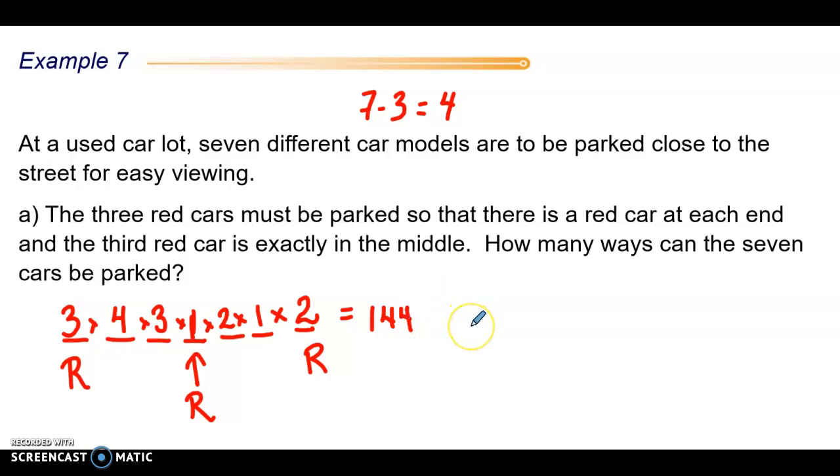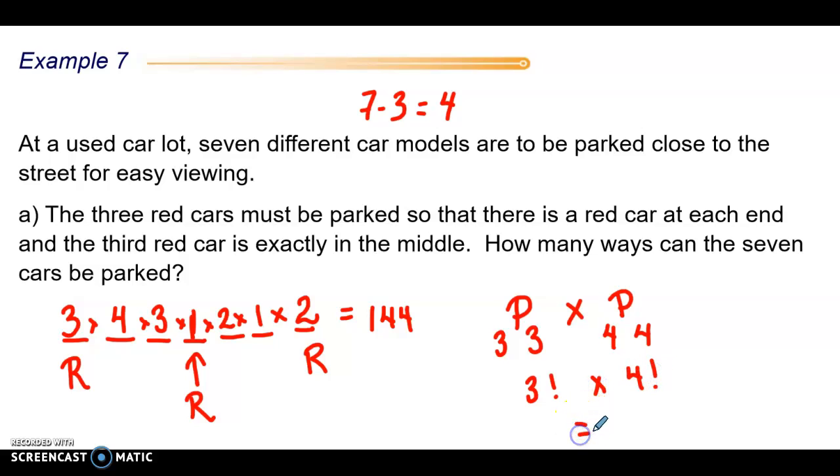We can also think about this question in permutation notation. We have permutation because the order of the cars does matter. There are 3 red cars, and we are going to place all 3 red cars in 3 different positions. We're going to multiply that by the number of ways to arrange the 4 other cars, and we're arranging all 4, so 4P4. 3P3 is 3 factorial, 4P4 is 4 factorial, and when we multiply that out, we still end up with the same answer of 144.